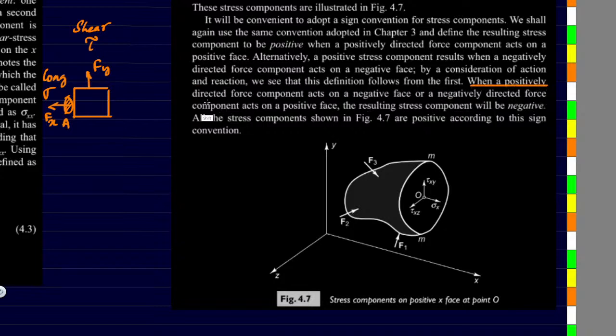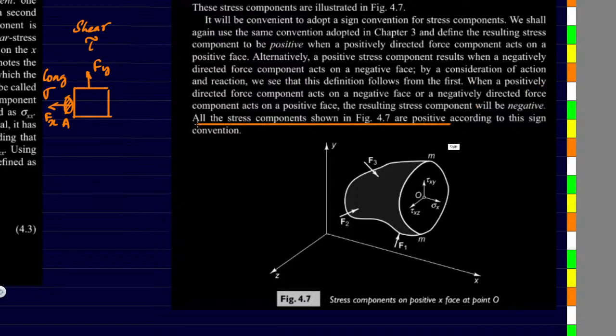When a positively directed force component acts on a negative face, or a negatively directed force component acts on a positive face, the resulting stress component will be negative. Okay, so this particular face we are taking as positive, and because this one is also acting in the positive direction, both are positive, and we end up with positive stress. That's what it is explaining.